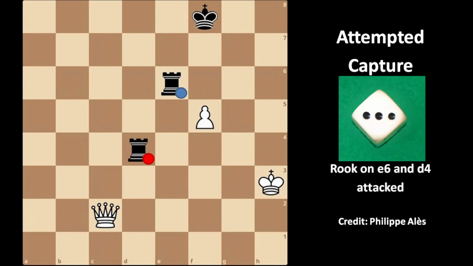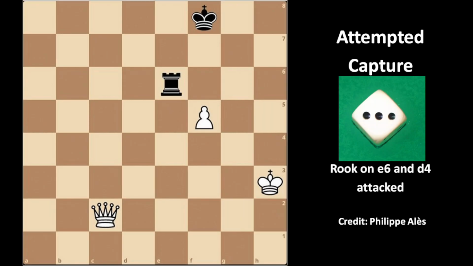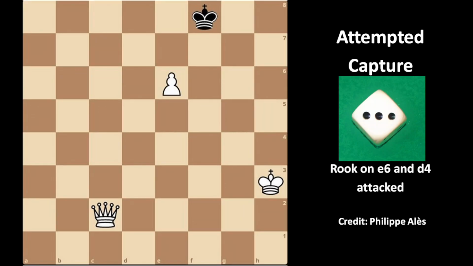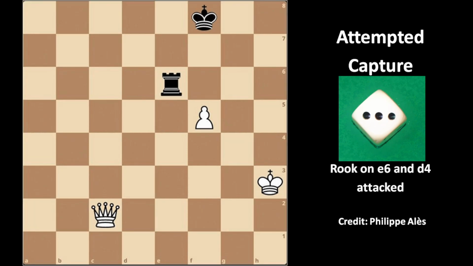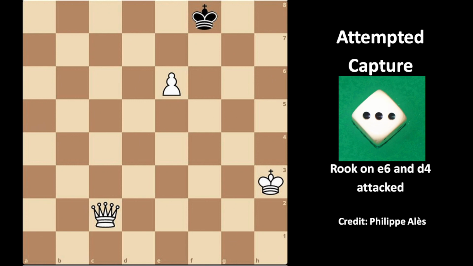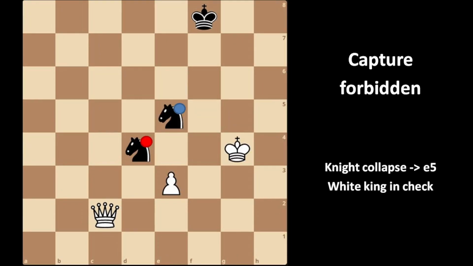In this example, black rolls a 3, which collapses the indefinite pair to the e6 square. After the collapse, the rook becomes a target for the white pawn and is captured. In this position, the capture of the knight on d4 is forbidden. The knight could collapse to e5, which would put white king in check.